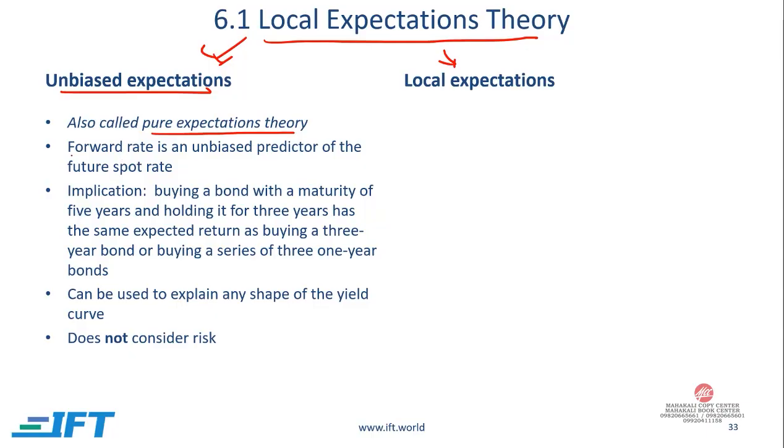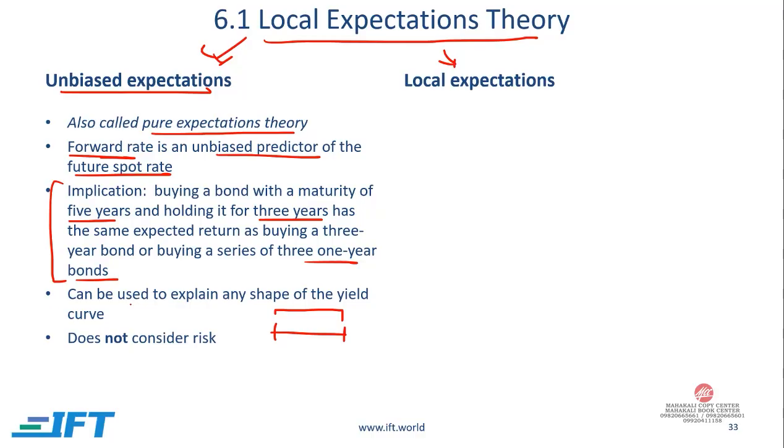According to this theory, the forward rate is an unbiased predictor of the future spot rate. The implication of this theory is that buying a bond with a maturity of 5 years and holding it for 3 years has the same expected return as buying a 3-year bond or buying a series of 3 one-year bonds. So if we generalize this statement, given an investment horizon, it doesn't matter whether we buy a short-term bond or a long-term bond. Regardless of the maturity of the bond, the expected return over a given investment horizon will be the same.